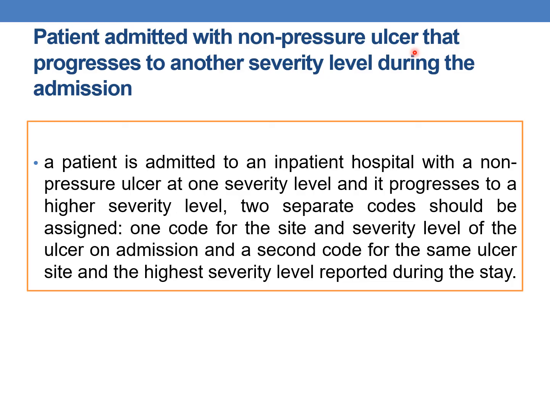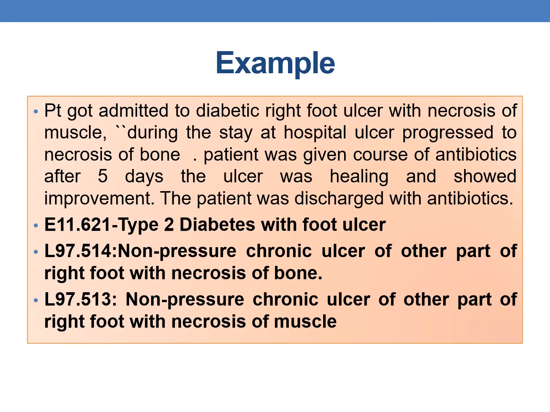Patient admitted with non-pressure ulcer that progresses to another severity level during the admission. In this case, similar to that of pressure ulcer, if a patient is admitted to an inpatient hospital with a non-pressure ulcer of one severity level and it progresses to higher severity, then two separate codes should be assigned. One code for the site and severity level of the ulcer on admission, followed by a second code for the same ulcer site and highest severity level reported during the stay. Now let us see an example.